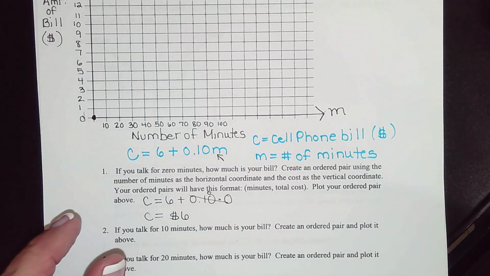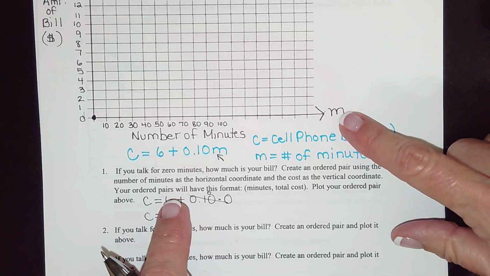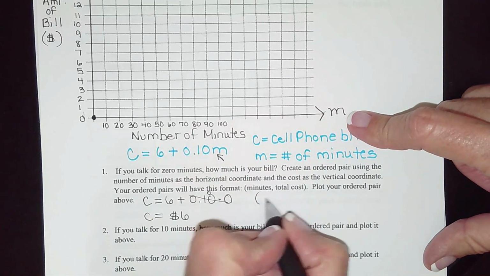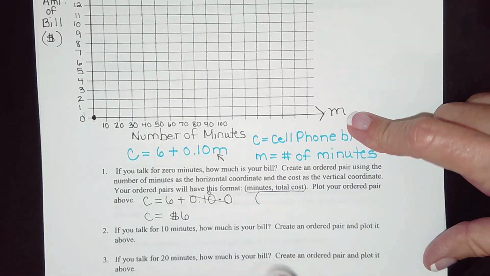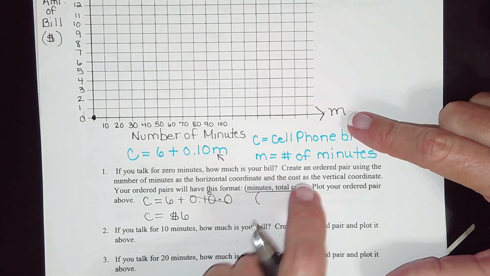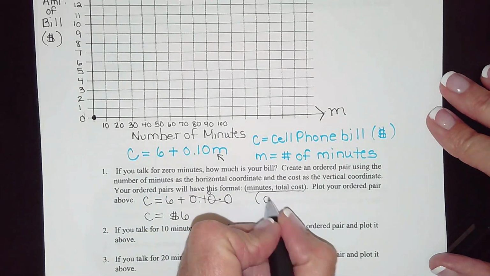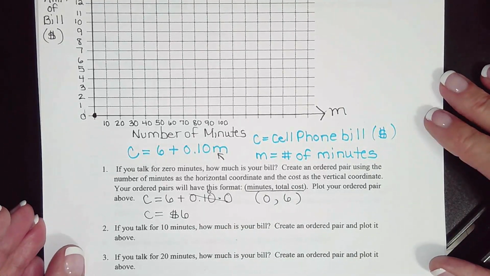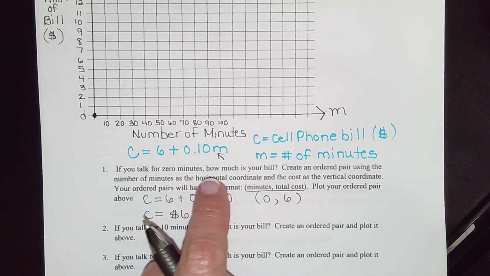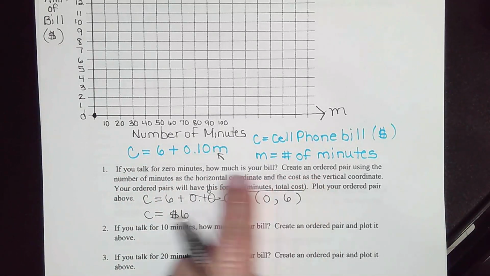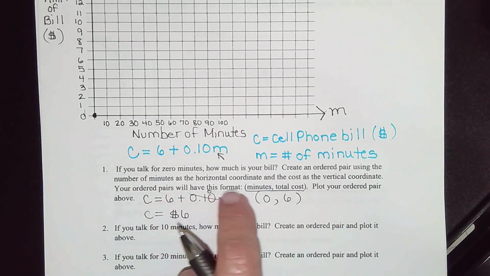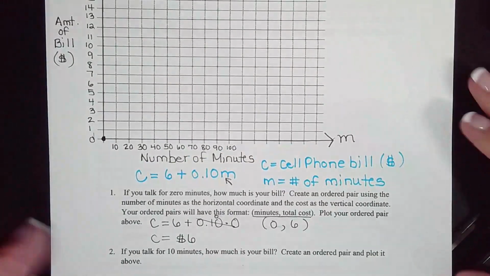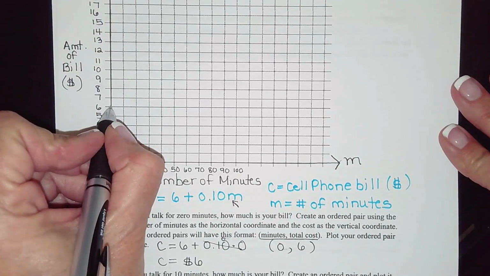Create an ordered pair using the number of minutes as a horizontal axis, so we know this is the X. So our ordered pair is minutes, comma, cost. So how many minutes? 0. What was the cost? $6. And let's make sure we did everything they asked. Talk, how much is your bill? Create an ordered pair. Yes, your ordered pair will have this format. Plot your ordered pair above. So this first graph, I'm going to do it black. So 0, 6.